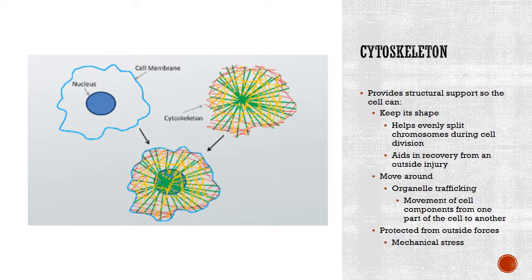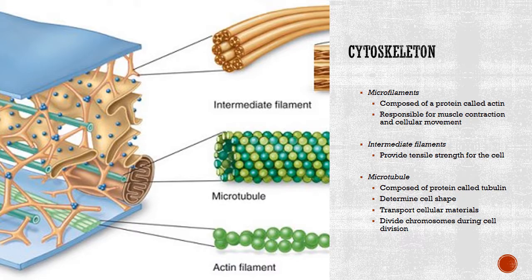Now on to cytoskeleton, which provides structural support so the cell can keep its shape by evenly splitting chromosomes during cell division, and also aiding in recovery from an outside injury. Also by moving around through organelle trafficking and protecting the cell from outside forces. The cytoskeleton is also made of microfilaments, intermediate filaments, and microtubules.